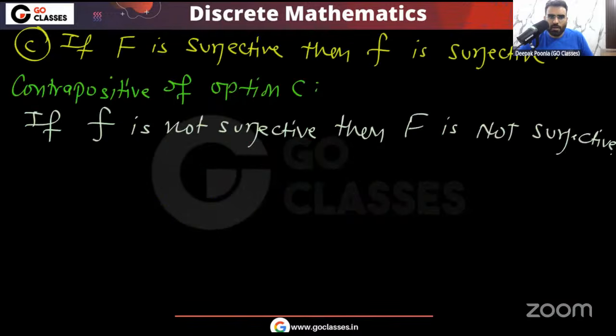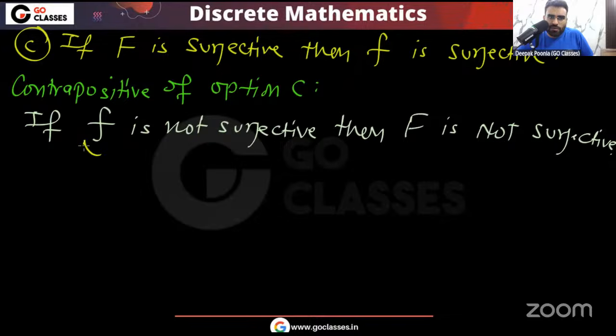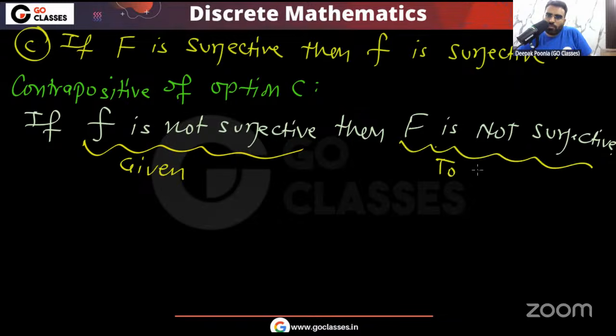Now, to prove option C, I will prove the contrapositive. The contrapositive is that if small f is not surjective, then capital F is not surjective. What does this mean, that small f is not surjective? Now assume this is given to you, and now this is what we need to prove.